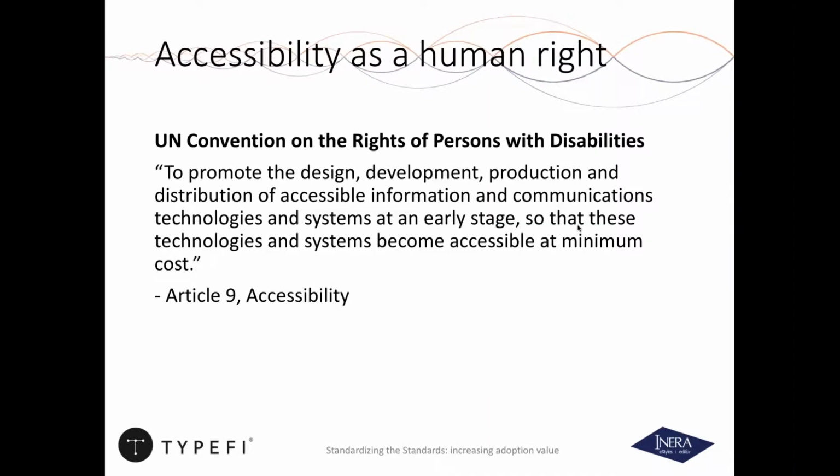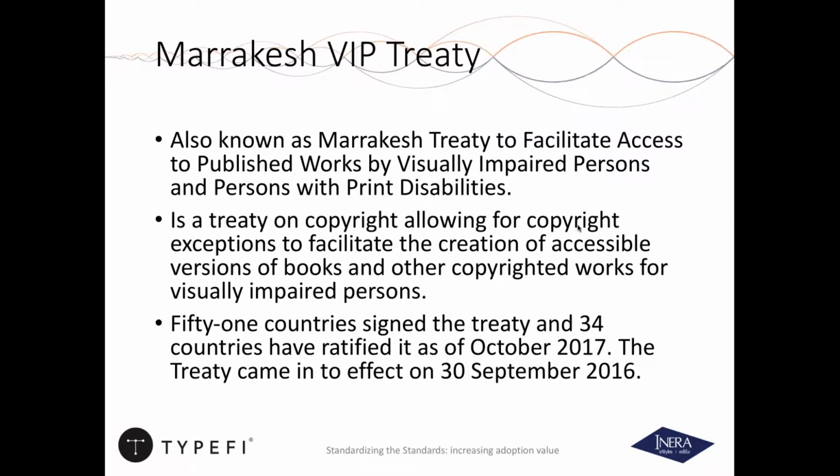In 2008, the UN Convention on the Rights of Persons with Disabilities specifically recognized that access to information, communications, and services is a human right. The Marrakesh VIP Treaty is a treaty allowing for copyright exceptions to facilitate the creation of accessible versions of books and other copyrighted works for visually impaired people. 51 countries signed the treaty, and 34 countries have ratified it as of October 2017. The treaty itself came into effect on the 30th of September 2016.